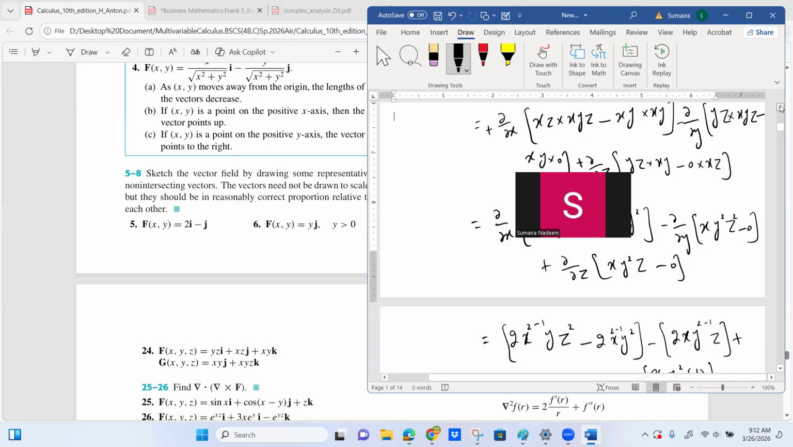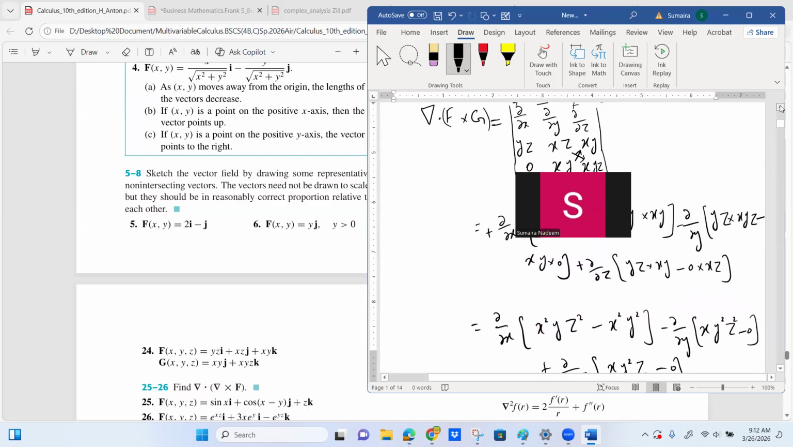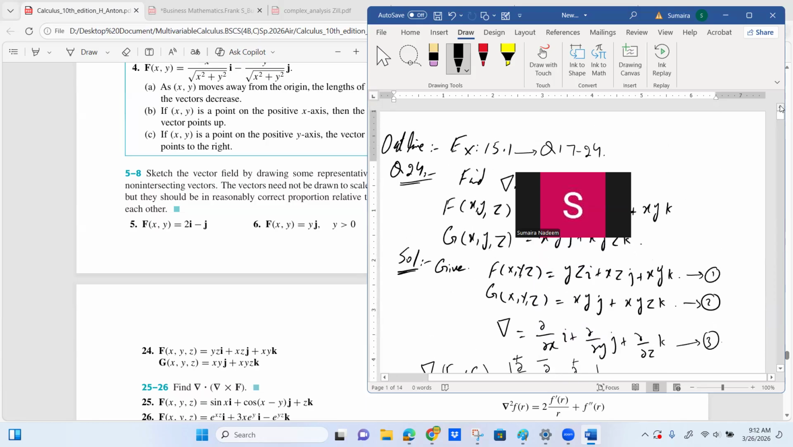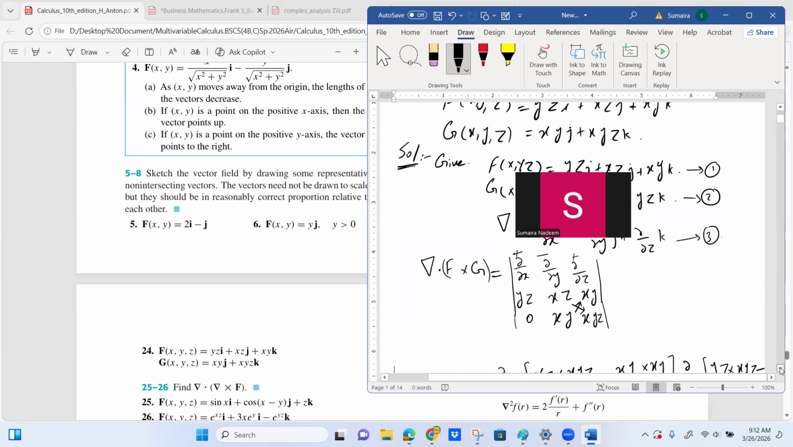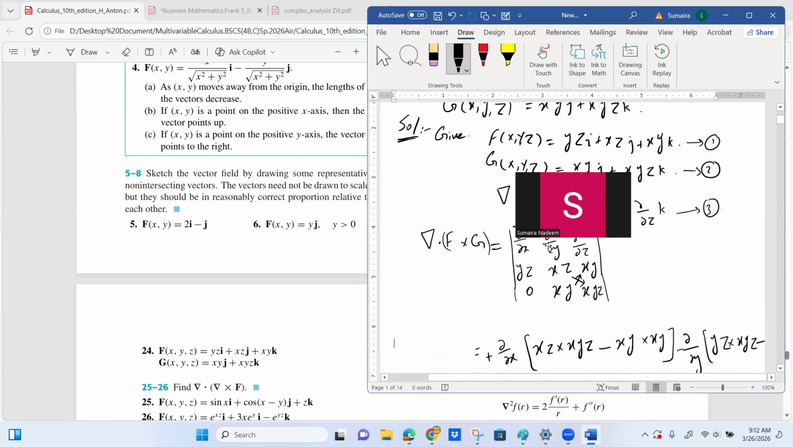You can take also these questions, student. That what we have done in the exercise 15.1, we have done question number 24. Find the gradient dot f cross g. So f and g values are these, and in gradient dot f cross g, f and g are given, and we already know the value of the gradient.